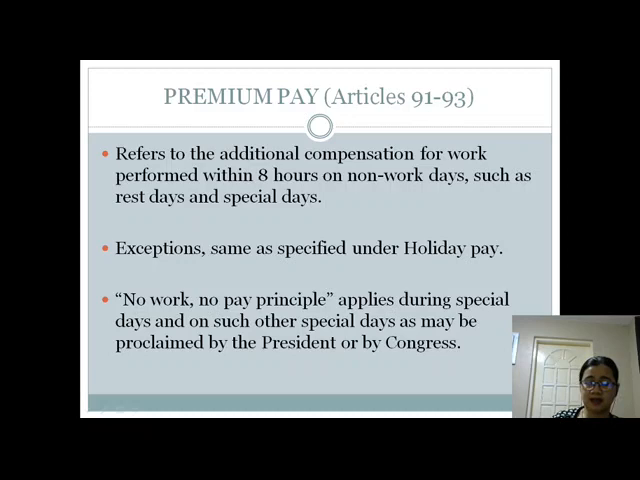However, if it is declared as a special holiday, then the no work, no pay principle applies, no? So if you are unworked, then you will be unpaid if you don't work during a special holiday. However, again, there are certain company practices, depending on the company you are working in. Even if the labor code provides for the no work, no pay principle, some employers still pay their employees even on special holidays, no? So it's a matter of practice, then it will be followed.